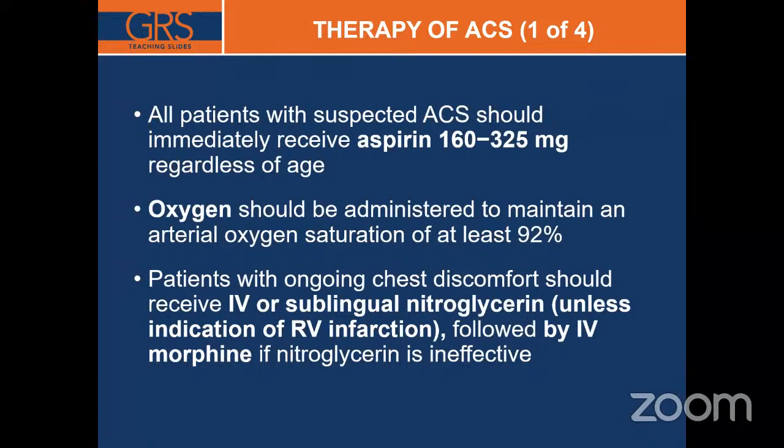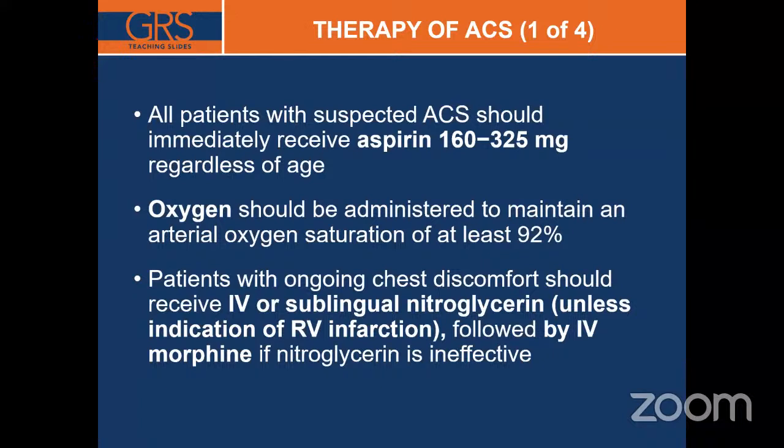Okay, any patient who is suspected of acute coronary syndrome should receive aspirin as a first step, 160 to 325 milligrams, regardless of age. Also, they should receive oxygen if their oxygen saturation is less than 92%. And then they should receive nitroglycerin, either IV or sublingual, unless there is right ventricular infarction. In right ventricular infarction, nitroglycerin is contraindicated because it decreases the preload. In right ventricular infarction, we need to increase the preload by giving IV fluids and so on. So just be sure that it's not right ventricular infarction before giving nitrates.